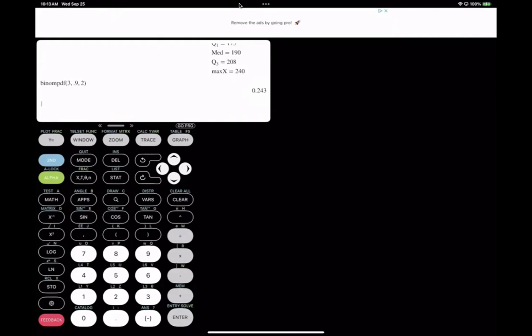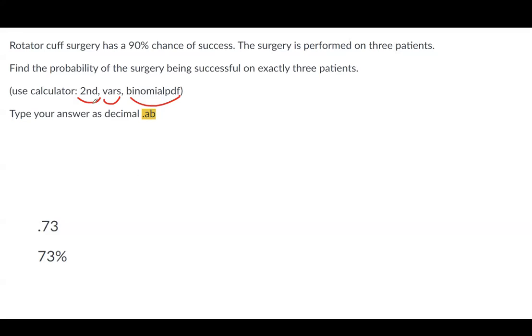So one more time, this is the question that we are having. Let me show you the question first. The rotator cuff surgery has 90% chance of success. The surgery is performed on 3 patients. So this is your N, 3 patients. The probability of success is 90% and N is 3. You want to find the probability of surgery being successful on exactly 3 patients. So for 2 patients, as you saw before, it's 24.3%. What if you have exactly 3 patients?